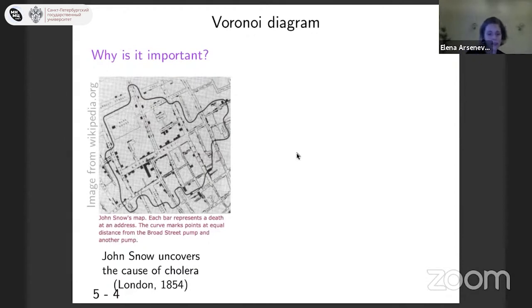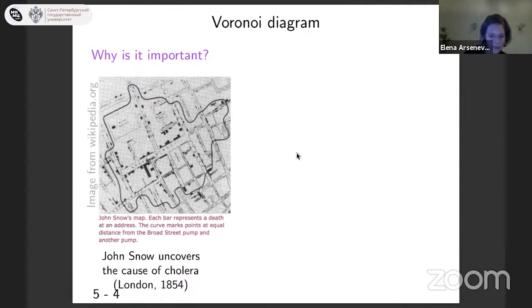There was a pandemic of cholera in London in 1954, and well, maybe a couple of years before 1954 as well. People at that time thought that cholera is like a coronavirus, transmitted by the air and something like this. So they were not sure, but they were supposing like this.